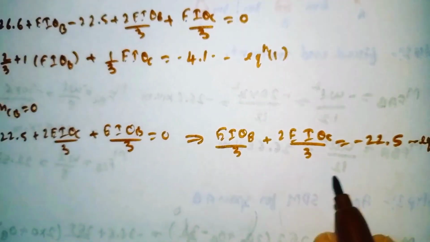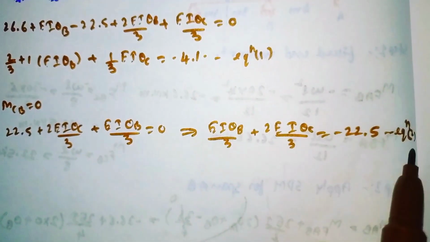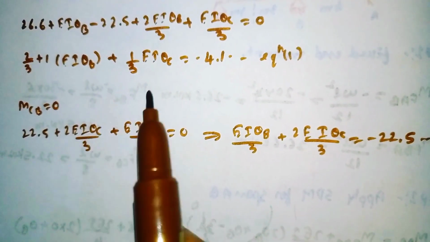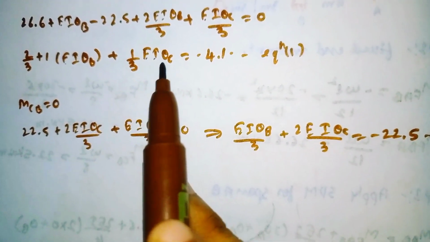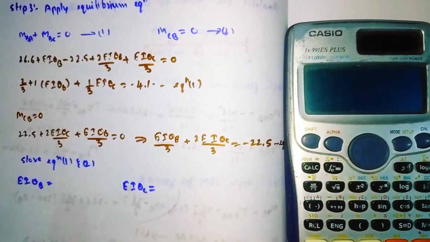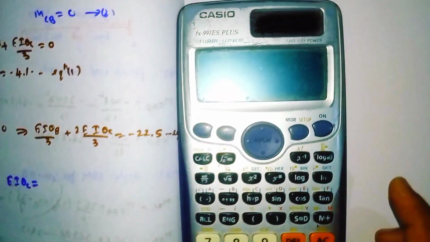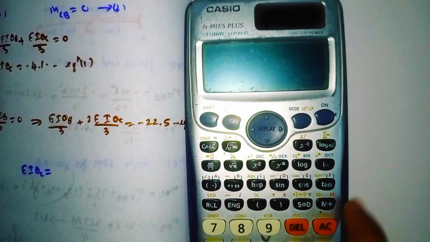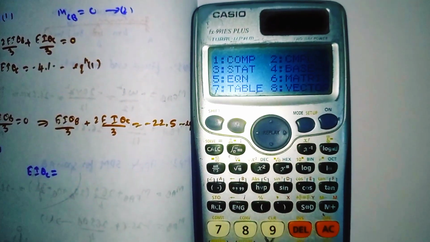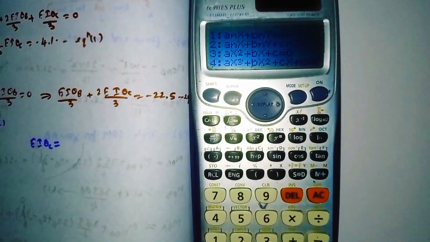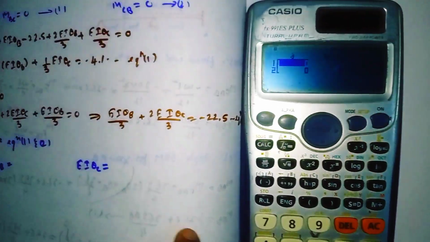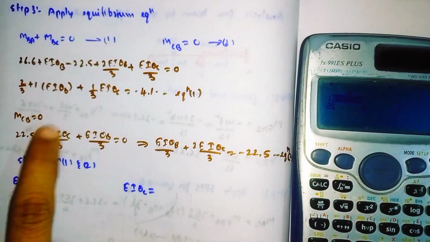So now what we have to do is solve equations number 1 and 2 to get the EI theta B as well as EI theta C value. Now we need to solve. So I will show how to solve. Multiply equation 1 by 3, substituting the value 2 by 3 plus 1.